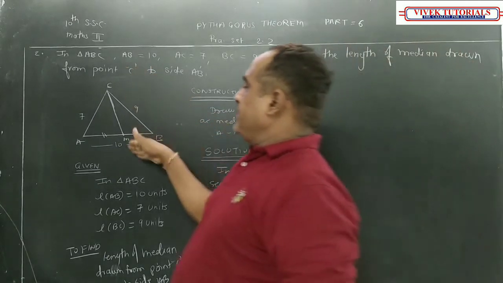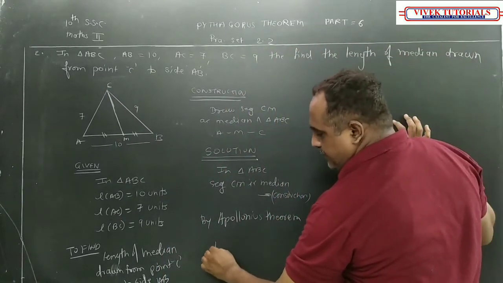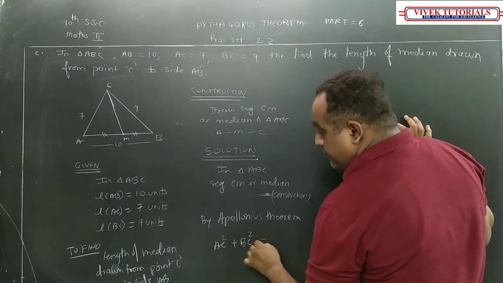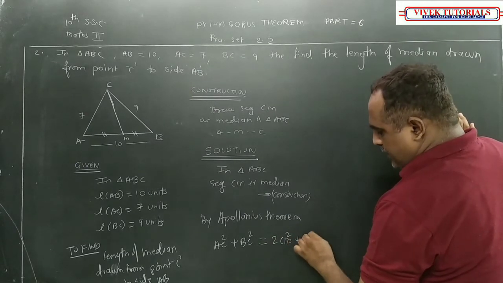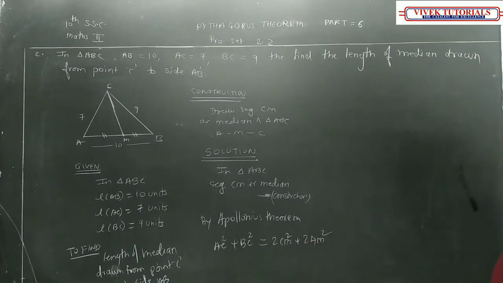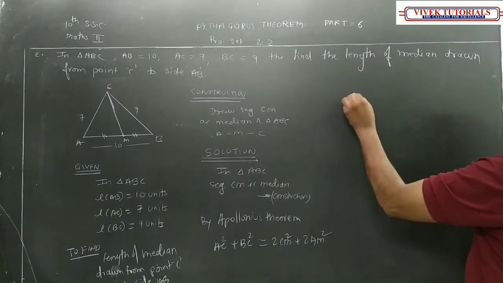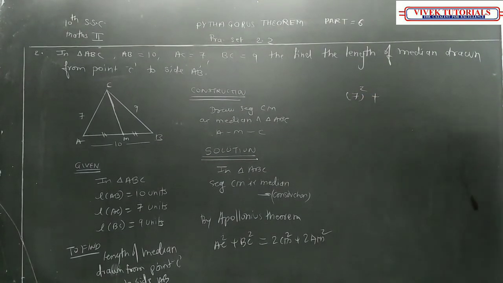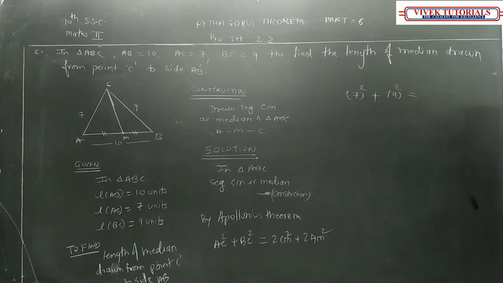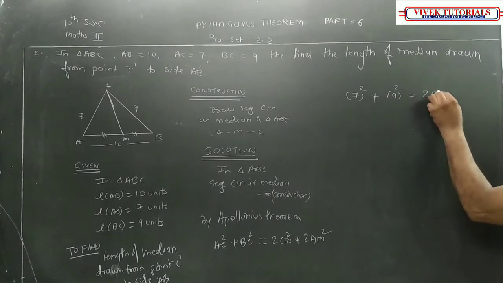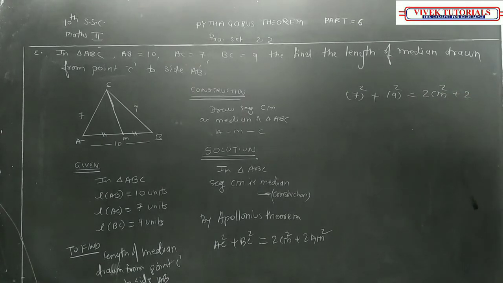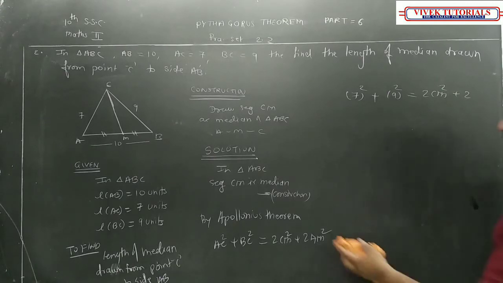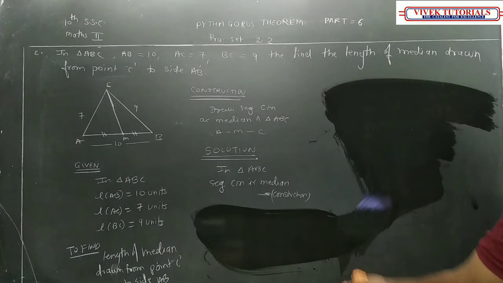See, this is the median, na? Then we are going to write AC square plus BC square is equal to 2CM square plus 2AM square. Now, AC square is nothing but 7 square plus BC square is nothing but 9 square is equal to 2CM square plus 2AM square. But do one thing, I made a little mistake over here. So we'll do it once again.